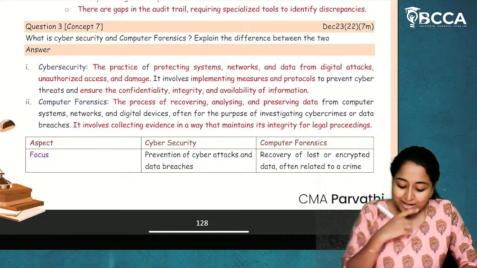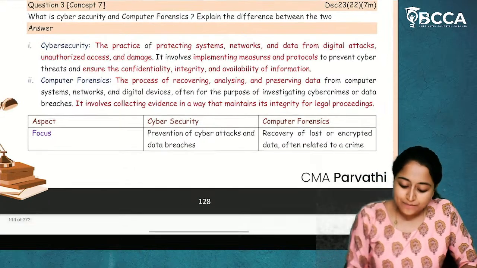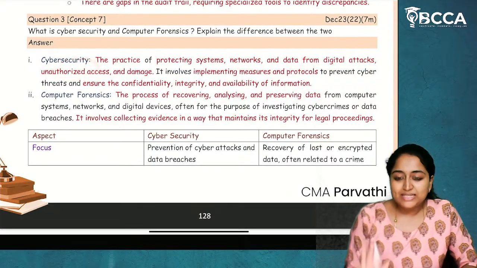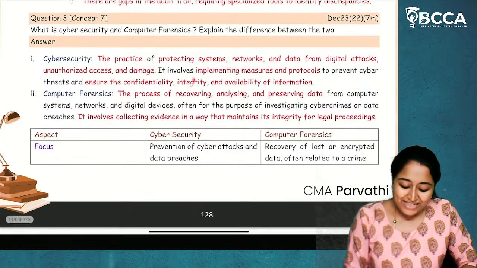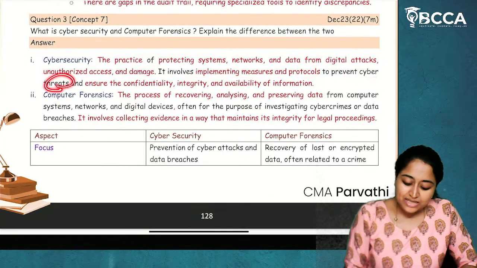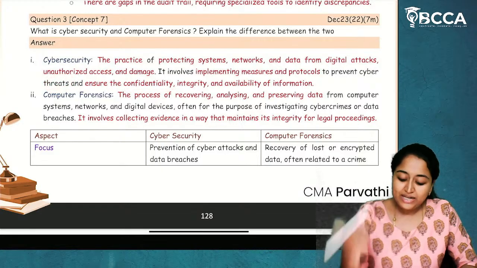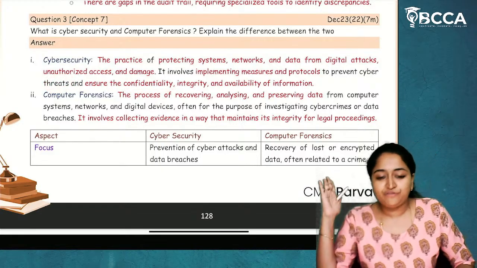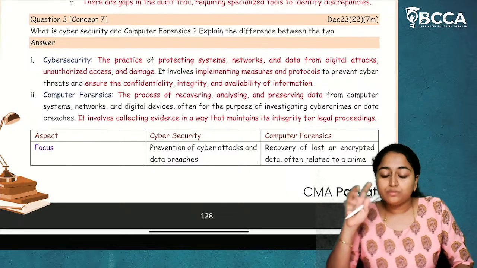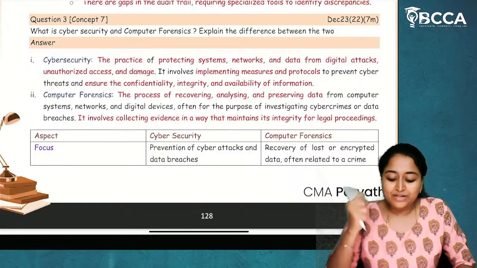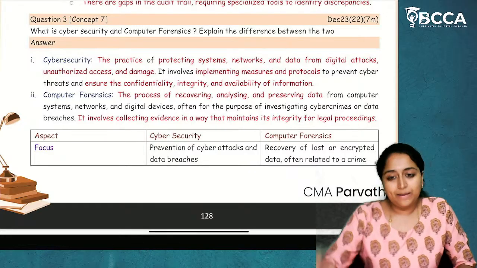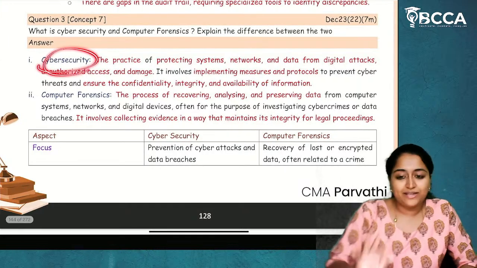Cyber security, the practice of protecting system, network and data from digital attacks, unauthorized access and damage. It involves implementing measures and protocols to prevent cyber threats and ensure the confidentiality, integrity and availability of information. As a preventive measure, if we are trying to control or protect our system, network or data from any digital attack or damage, it is called as cyber security.